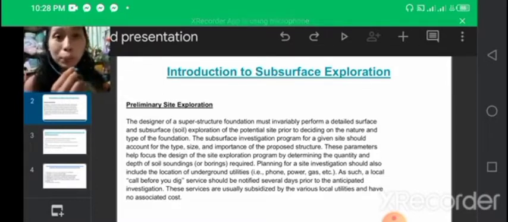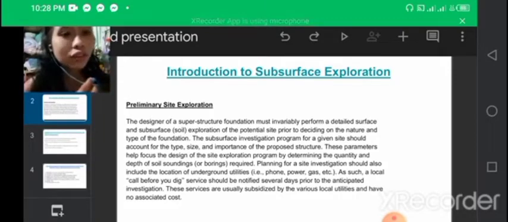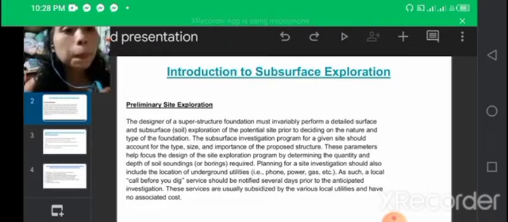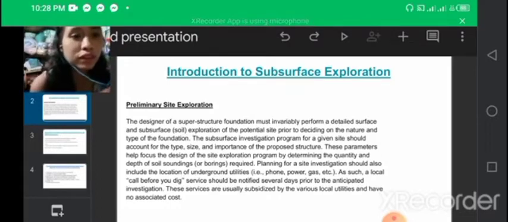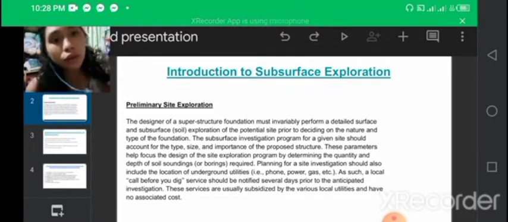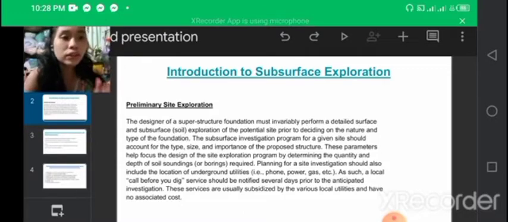soundings or borings required. Planning for a site investigation should also include the location of underground utilities such as phone, gas, and power. A local call before you dig service should be notified several days prior to the anticipated investigation. These services are usually subsidized by the various local utilities and have no associated cost.